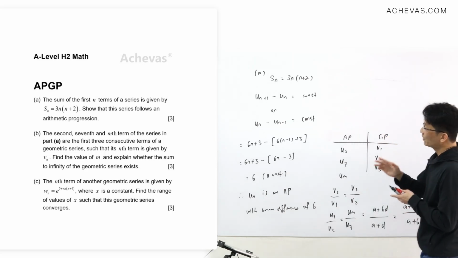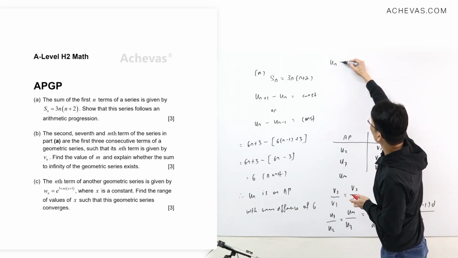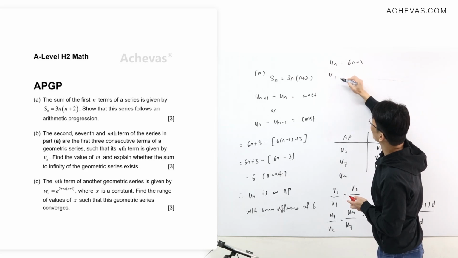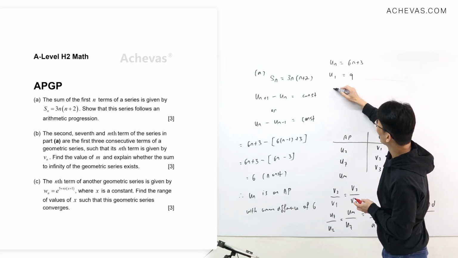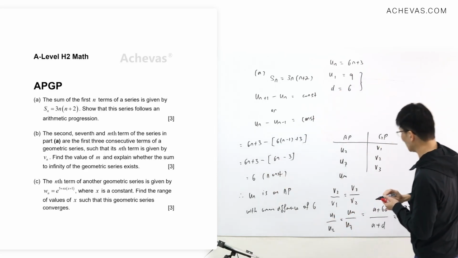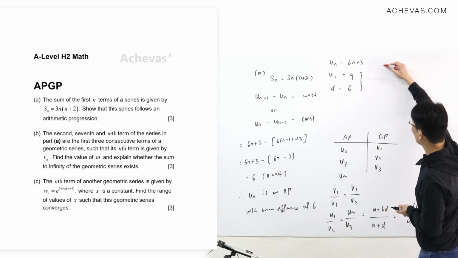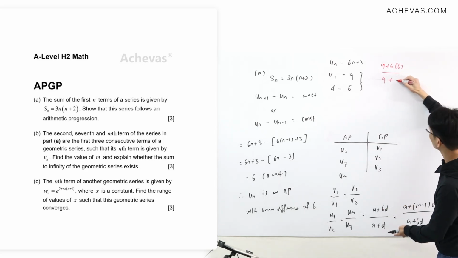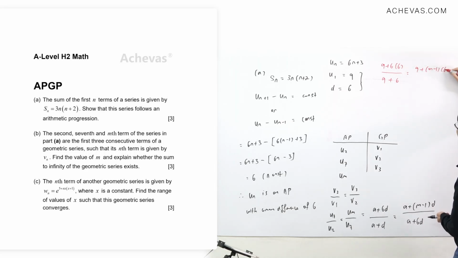From our previous part A of the question, since we have the general term which is un equal to 6n plus 3, I know the first term is equal to putting the value of n to be 1, so I will get 9. And the common difference will just be 6. With this information here, we can just put it into this expression here. I will get (9 plus 6) over (9 plus 6) equal to (9 plus (n minus 1) times 6) over (9 plus 6).